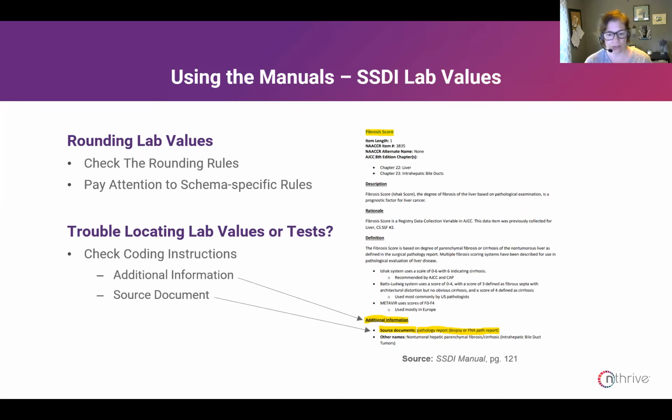For example, the intrahepatic bile duct chapter of the SSDI manual includes a source document list for locating fibrosis score in the medical record. So pictured here on the right of our slide is page 121 of the current SSDI manual. We see an additional information heading and a source document subheading, which lists the path report as the likely place to find the fibrosis score.